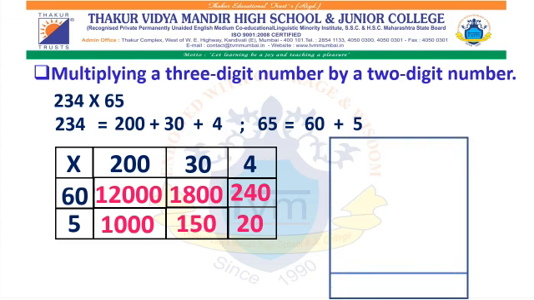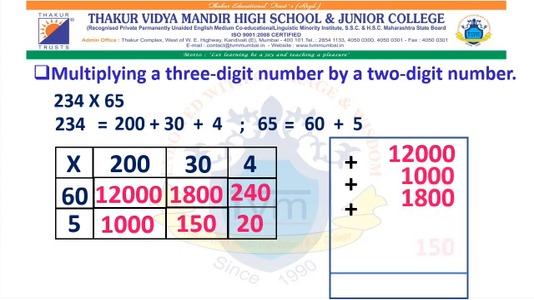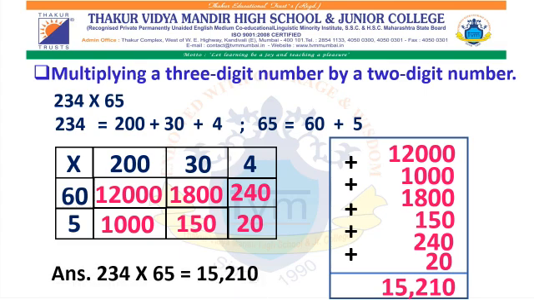Now we will frame a structure box next to it and we are going to add only the products in the box. 12,000 plus 1,000 plus 1,800 plus 150 plus 240 plus 20. That will give us the answer 15,210. The final answer: 234 multiplied by 65 is equal to 15,210.